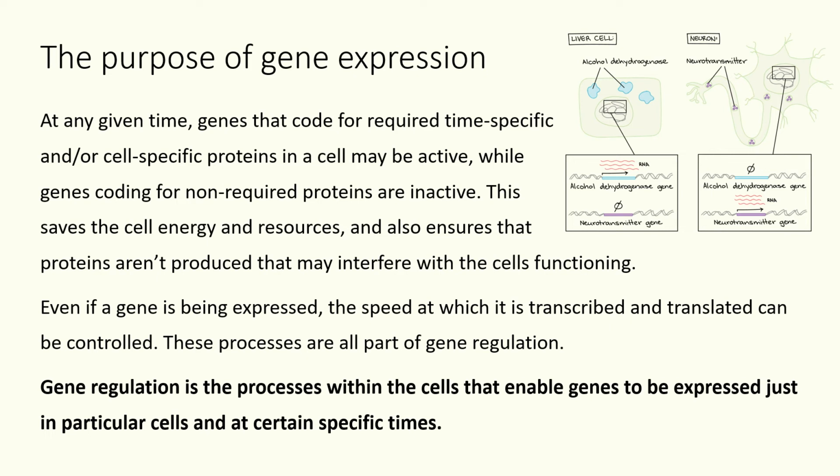Not only can we control whether a gene is switched on or switched off, which is a big part of gene regulation, controlling the expression of it, we can also control the speed at which it's transcribed and translated. So if you need something happening fast, we can make that happen. Gene regulation, which is what we're going to be talking about for the rest of this, is the processes within the cells that enable these genes to be expressed just in particular cells and at certain specific times.